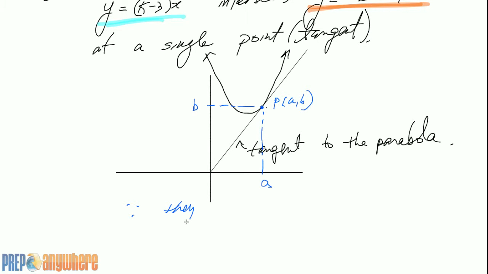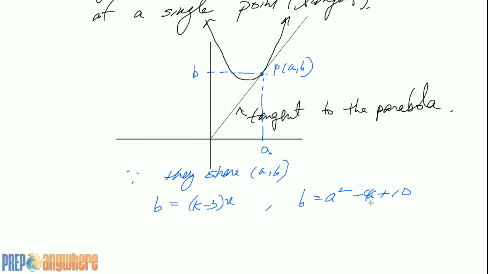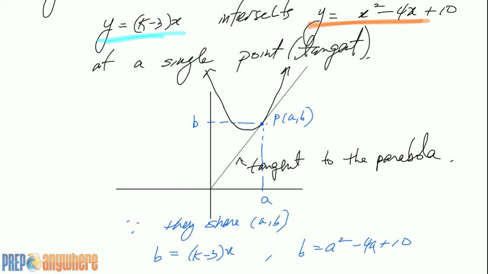They share A, B. We can say this: B is equal to K minus 3A. And also B is equal to A squared minus 4A plus 10. So what I did here is to plug that point into this equation and this equation. That's what it means for the point to be on those graphs.